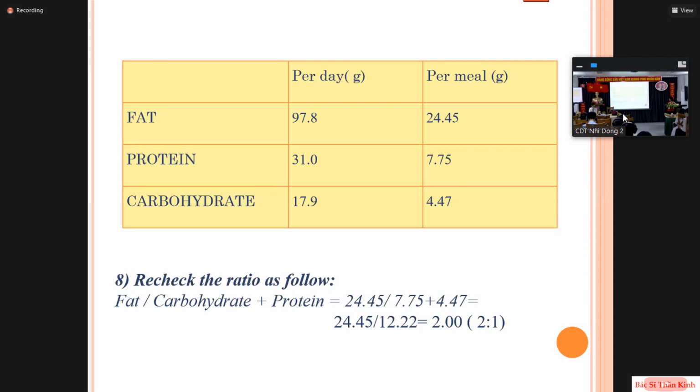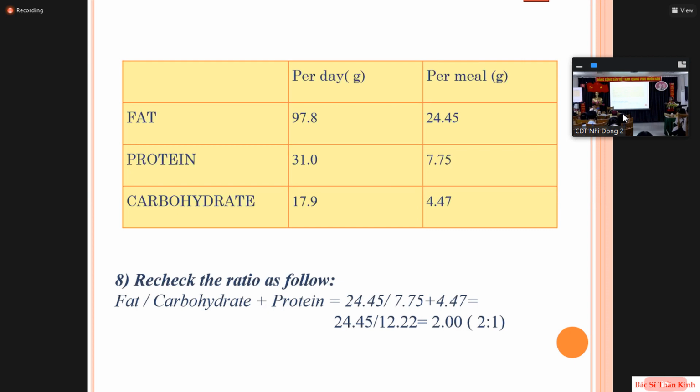This is a table where you can see the per day allowance of the macronutrients and then the per meal allowance of the macronutrients. All you have to do is divide the values by 4. Fat, 97.8 divided by 4, you get 24.45. 31 divided by 4 gives you 7.75, and 17.9 divided by 4 gives you 4.47.